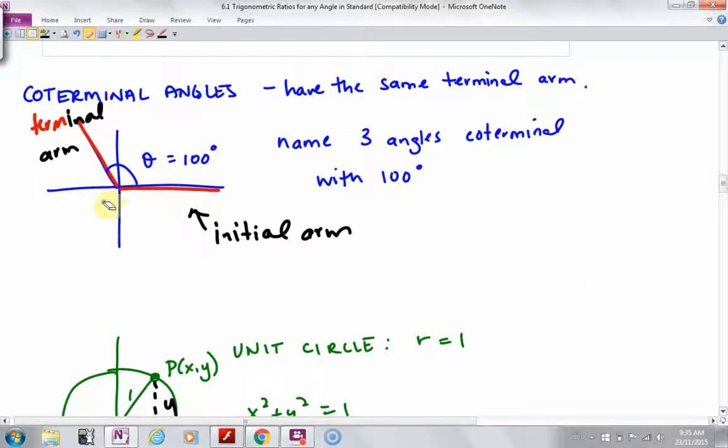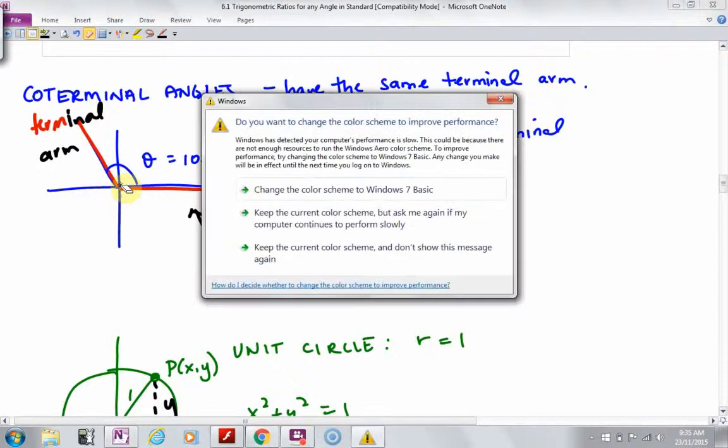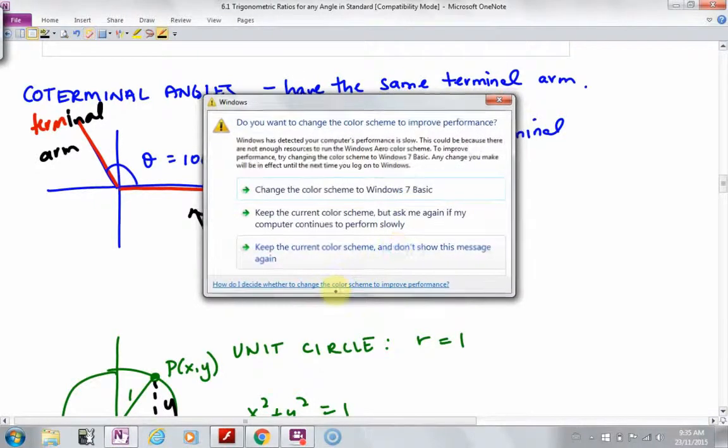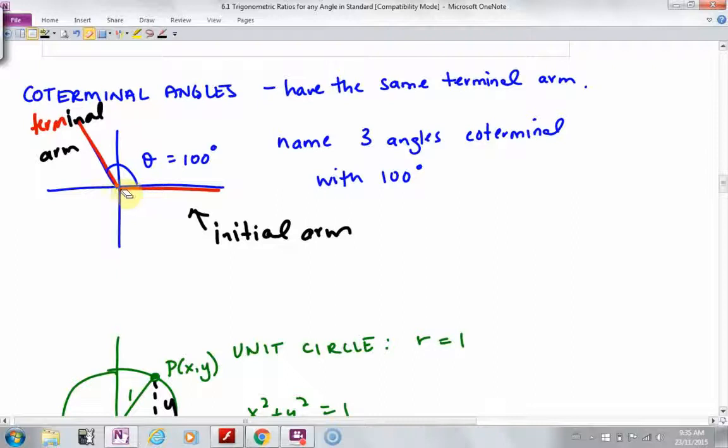When we talk about angles in standard position, the vertex is at the origin of a four-quadrant plane. The initial arm is always the positive x-axis, and then we are going to move either counterclockwise, that's in the positive direction, or we're going to move clockwise, that's the negative direction. So here we have an angle of a positive 100 degrees, so we've moved into the second quadrant, and that ray that denotes the end of the 100 degrees is the terminal arm, terminal meaning end.